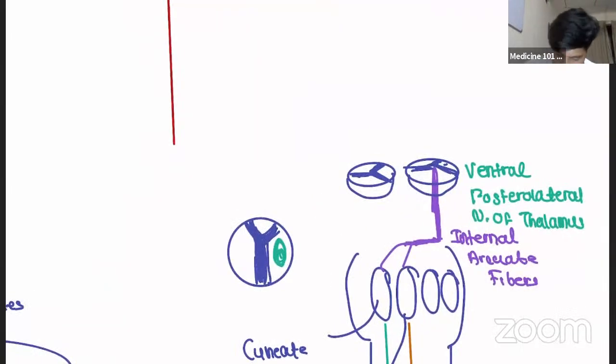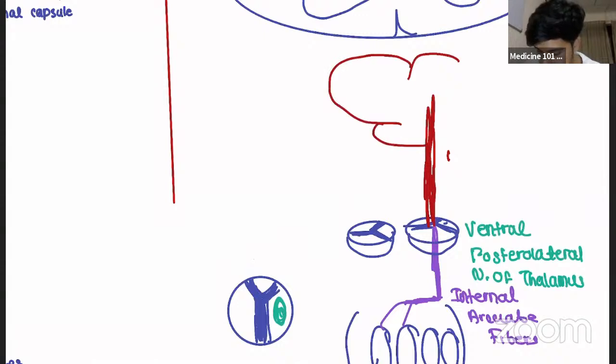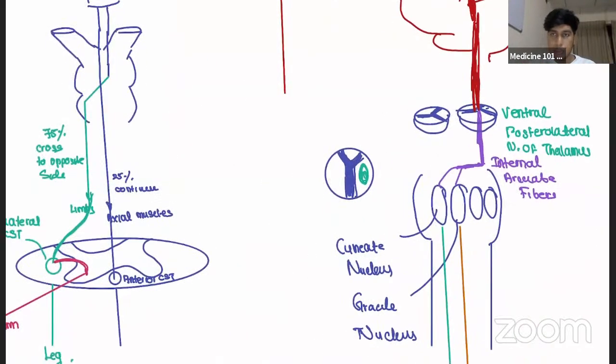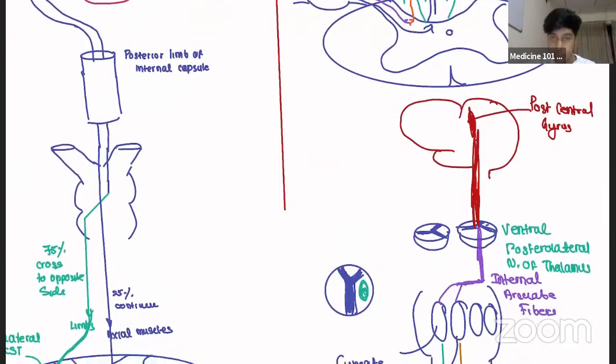A third neuron will start. It'll go to the post-central gyrus. Not the pre-central gyrus now, it's the post-central gyrus. Okay. This is the pathway of the sensory fibers. You guys need to understand this.